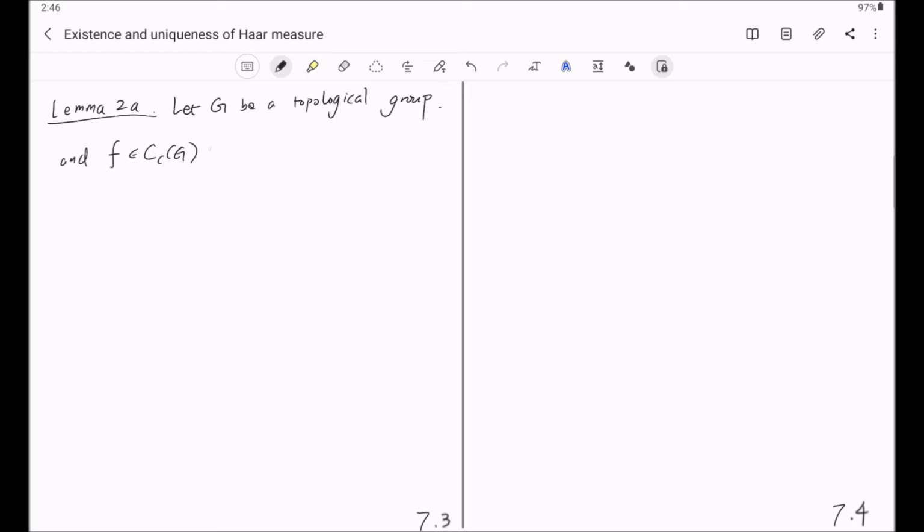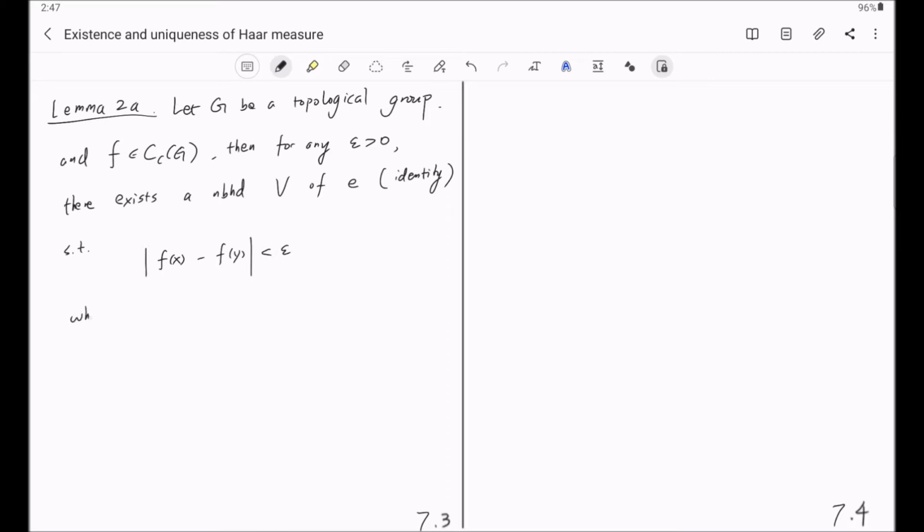Then for any epsilon greater than 0, there exists a neighborhood V of the identity element of G such that the absolute value of f of x minus f of y is less than epsilon whenever y inverse x is in V or xy inverse is in V. And by symmetry, it suffices to prove it just for one of those two cases.